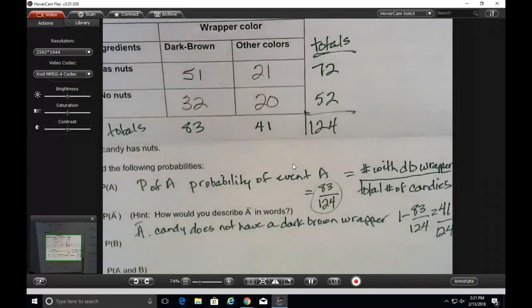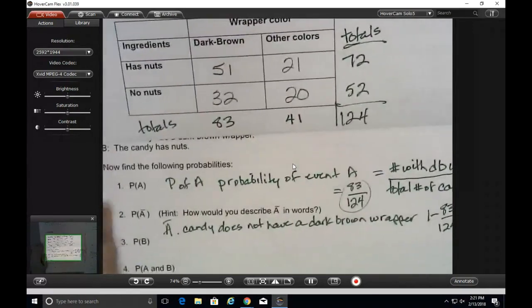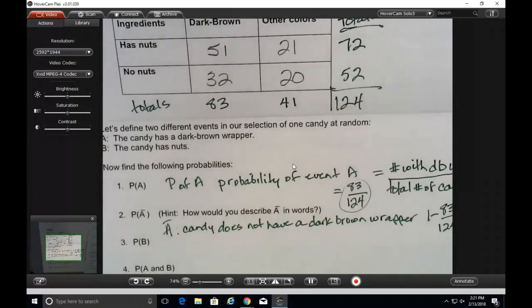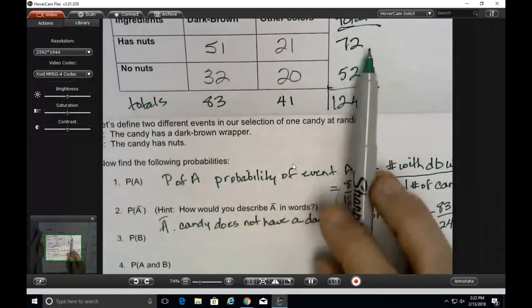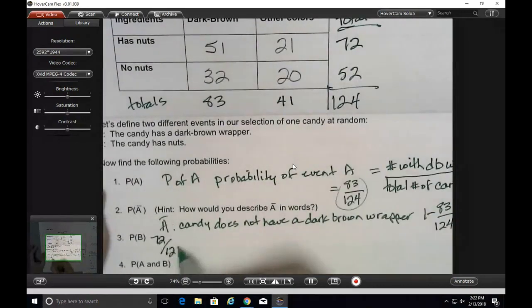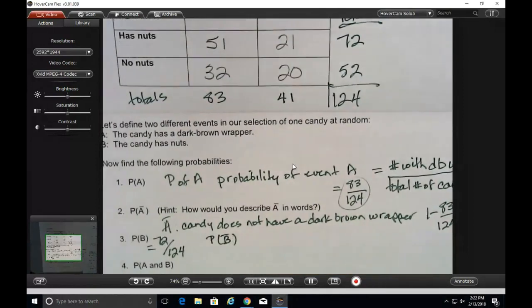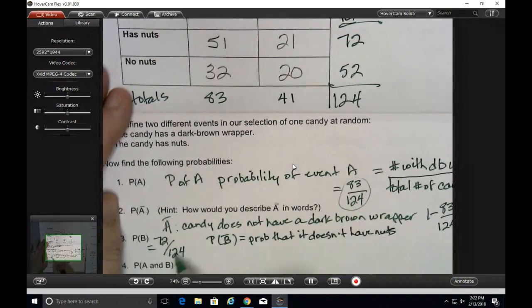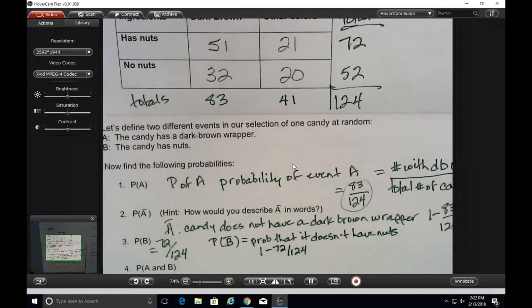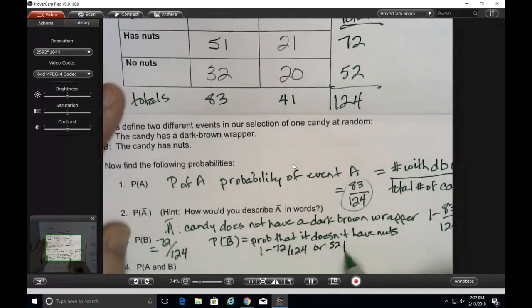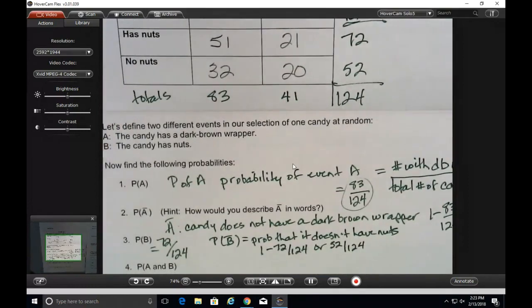And let's look at our event B, and that was that the candy has nuts. If we're going to find the probability of that, we just want to see how many total had nuts and then divide that by the total in our table. For the nuts, we had a total of 72. The total in our table was 124. If we wanted to do P of B complement, that would be the probability that it doesn't have nuts. That could just be 1 minus this. Or we could get it directly from our table. The ones that didn't have nuts, there were 52. Both ways it would give you the same answer.